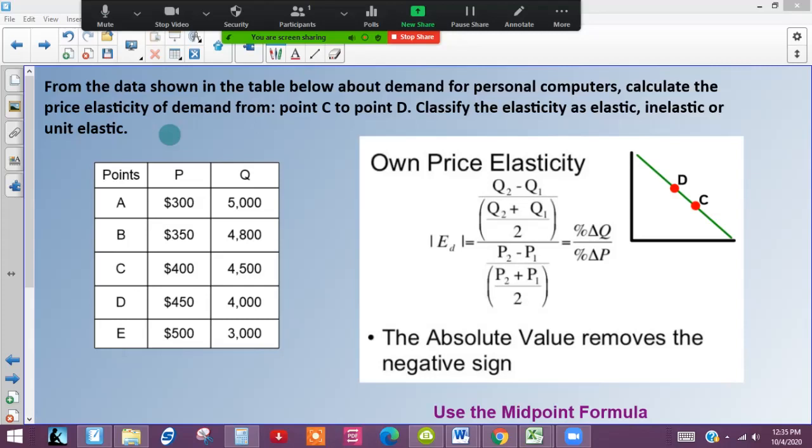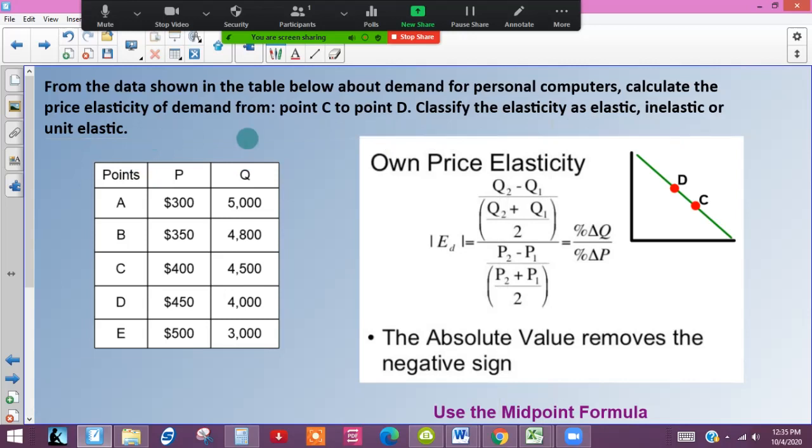So this first one is own price elasticity, or we could also call that the price elasticity of demand. So we're looking at demand. Why do we know that? Well, that's because in the problem we read from the data shown below in the table about demand for personal computers: calculate the price elasticity of demand from point C to point D. Classify the elasticity as either elastic, inelastic, or unit elastic.